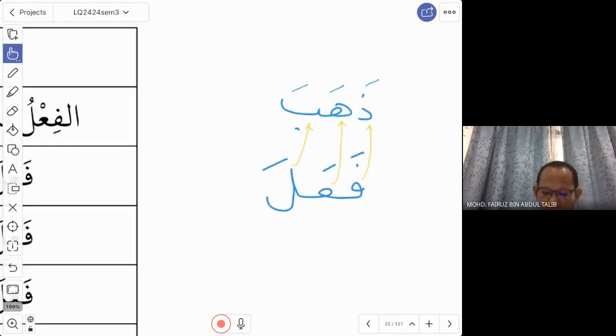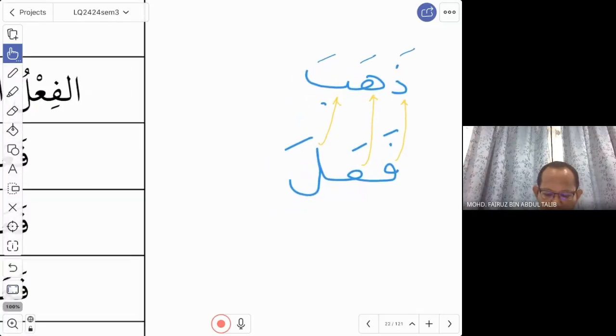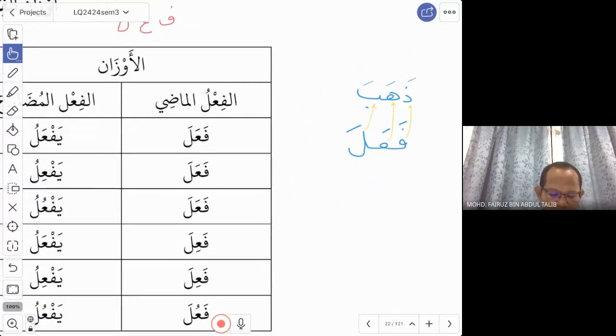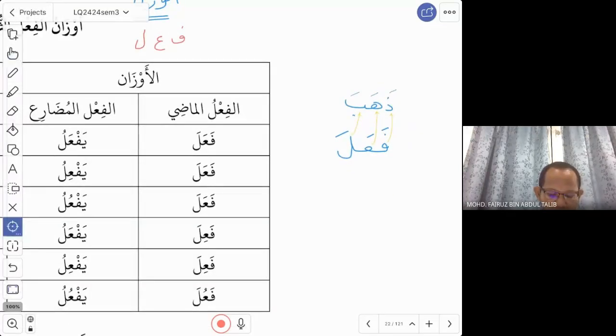Okay, this is for fi'il madi. And what about fi'il mudari? Yes, for fi'il mudari, there is a wazan as well. For the first wazan just now, fa'ala, if the fi'il madi is fa'ala, the fi'il mudari is yaf'alu. The fi'il mudari is yaf'alu.